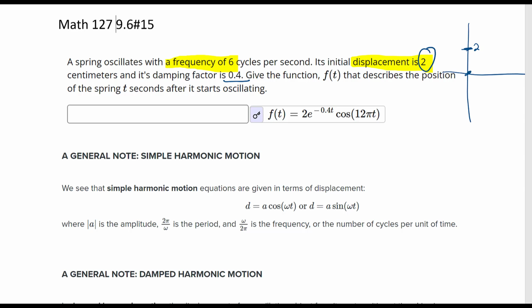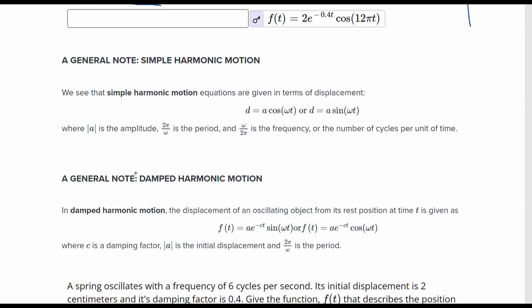So let's go through. I did a screenshot of some of the book's materials. So give the function, f of t, that describes the position of the spring t seconds after it starts oscillating. So this is for simple harmonic motion here. And what I wanted to point out is, you have d equals a. A is that amplitude. And so, we're talking about the 2 in this case. So that a would have been 2. But this is not one that's damped like this next part.